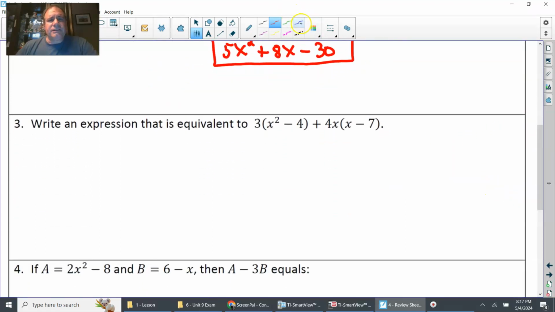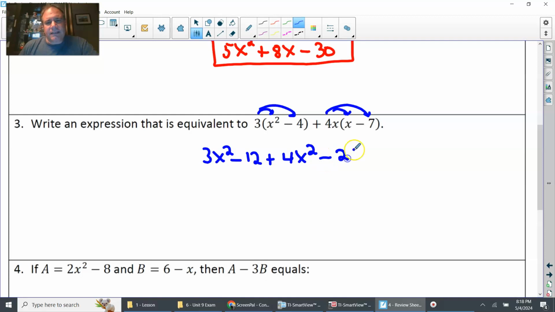Write an expression that's equivalent to this. Then we're going to do distributive property again. This is 3x squared minus 12 plus, and then we'll do distributive property. That is 4x squared. And then 4x times -7 is -28x. Don't forget about the x there.